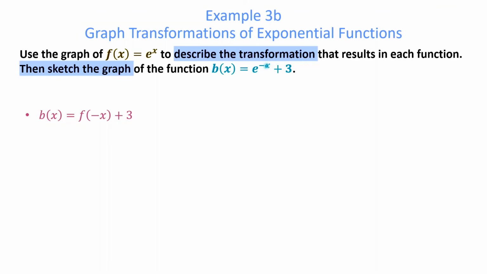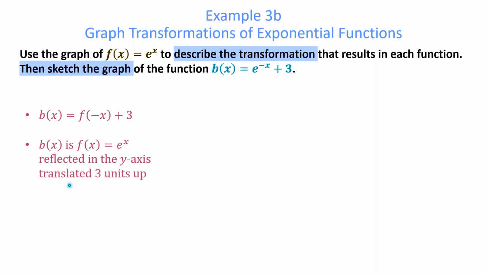Because of this minus x, I've replaced the x here with minus x. And because of this additional plus 3, I've put the plus 3 on the outside over here. And this form will help us with the transformations. So the graph of b of x is f of x, but it's reflected in the y-axis because there's a negative number here. We're multiplying x by a negative number, and here it's -1. And because of this plus 3 on the outside, we can see it's translated 3 units up.